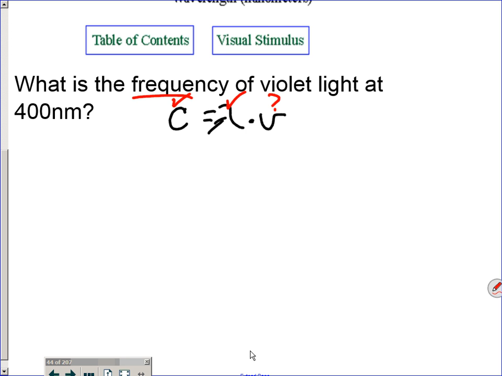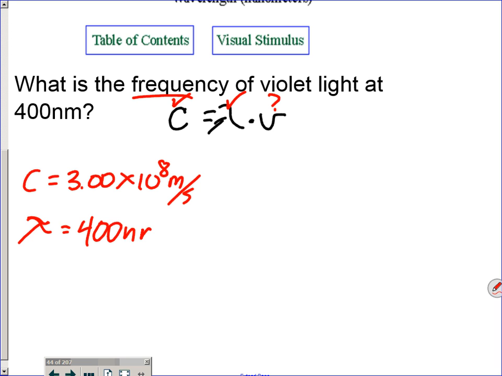But we have to make sure units match. So give me C again. Units? Meters per second. So what is wavelength in this case? 400 what? Nanometers. Uh-oh, what do I already see? Mixed units, right? Meters and nanometers, they're close, but they're not the same. So I'm going to have to use dimensional analysis to convert this nanometer to a meter, or to a version of meter, so that the units can match together. So here we go. This is what we just did last unit. 400 nanometers.